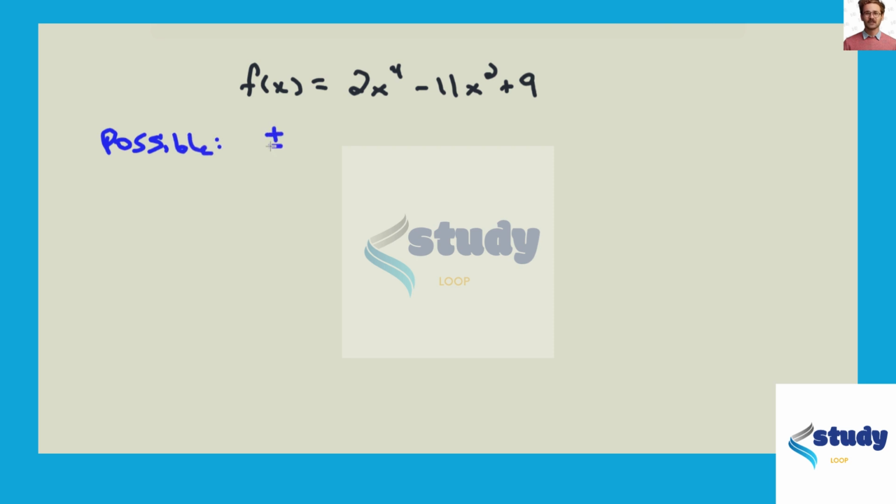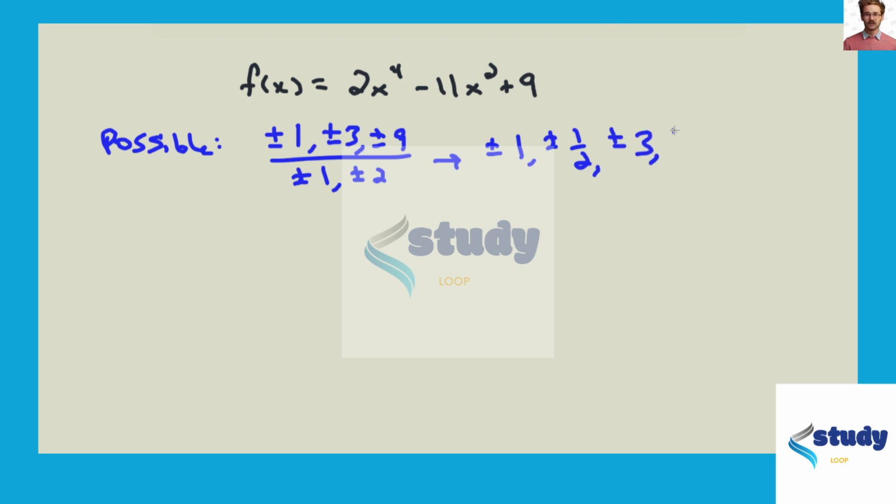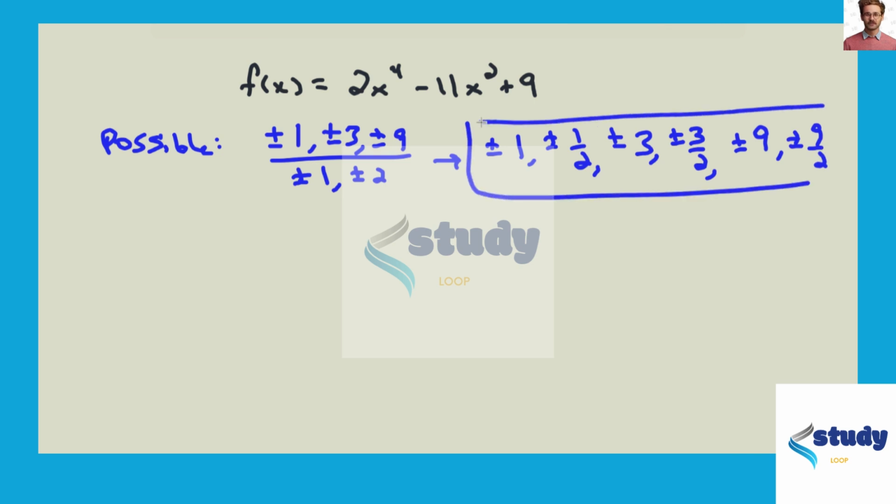are going to be the factors of the constant, which are positive and negative 1, 3, and 9, over the factors of our leading coefficient, which is 2. So that's 1 and 2, which means it's positive and negative 1 over 1, 1 over 2, 3 over 1, 3 over 2, 9 over 1, and 9 over 2. So that's the possibilities. An interval in which all zeros must lie.